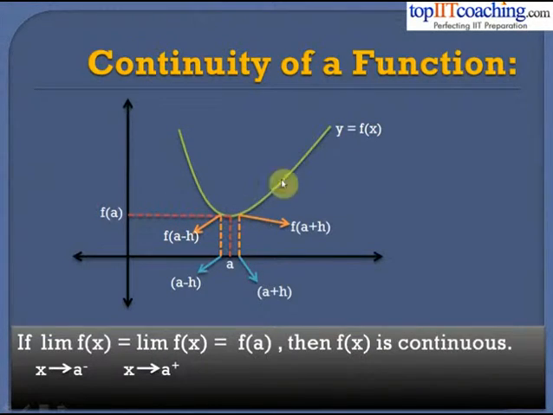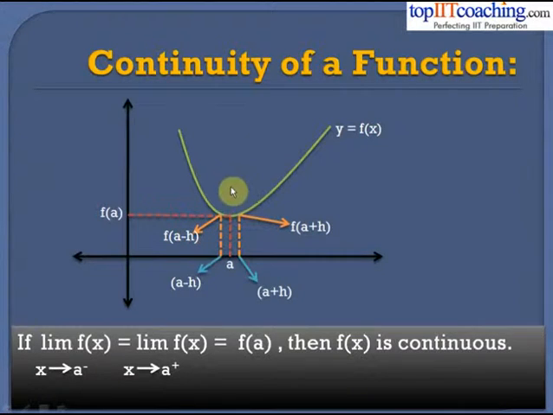Now let us say that this is the graph of y equal to f of x. Now a is any point on the x-axis and the corresponding value of y would be f of a. Now let's take a point very close to a but on the left side of it, that is, less than a, but very close to a. Let us say that this is a minus h. The corresponding value of y would be f of a minus h. Similarly, if we take a point on the right side of a that is very close to a but greater than a, let's take it as a plus h, where h tends to 0. Now the corresponding value of y would be f of a plus h.